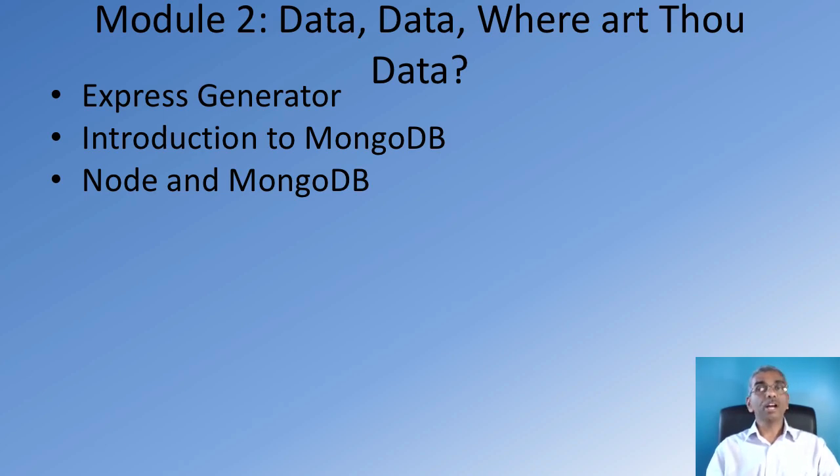This is essential because from within our Express application, we will be accessing MongoDB in order to store and retrieve data. Then we'll look at the Mongoose object data model and understand how Mongoose enables us to define schema and model to structure our applications.